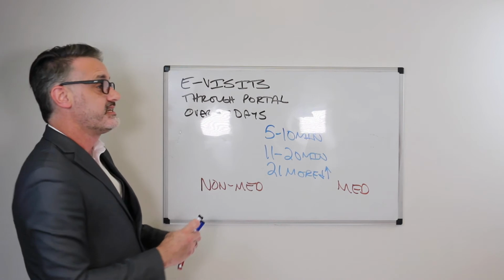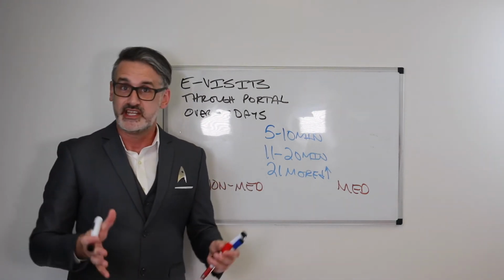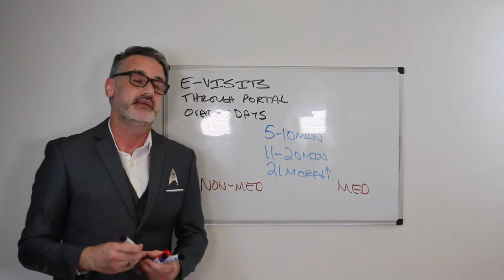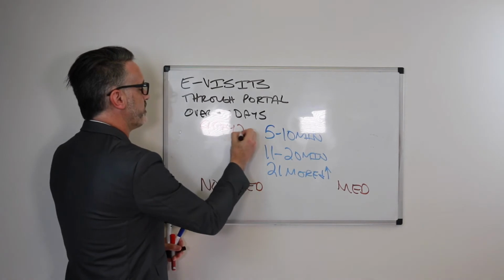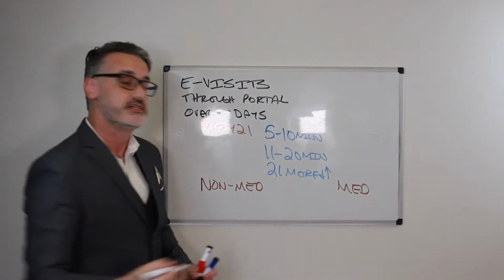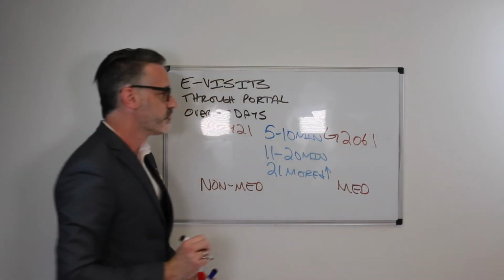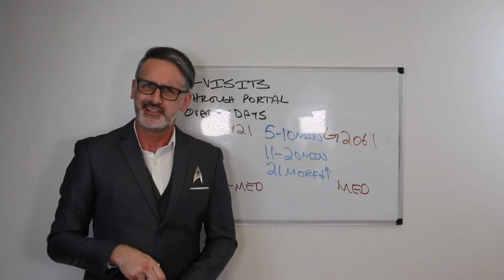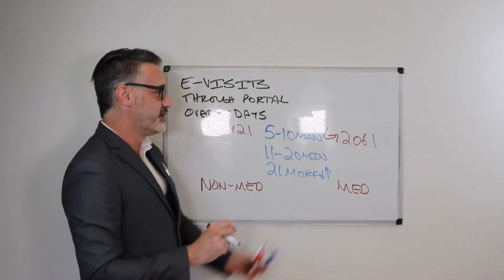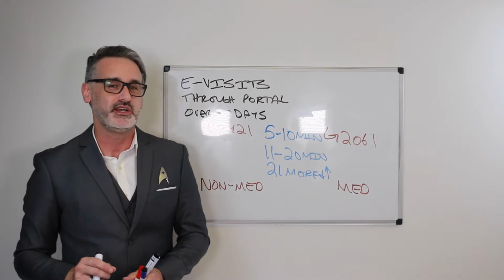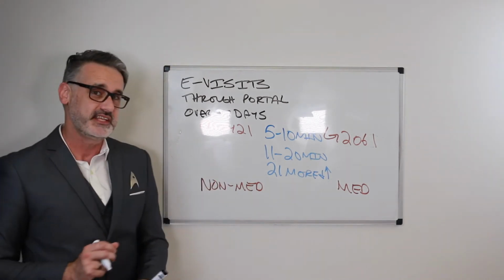So in this case, for a non-Medicare patient having e-visits added together through 7 days on the patient portal of 5 to 10 minutes, the non-Medicare patient would be coded as 99421, and the Medicare patient would be coded as G2061. Ignore the point, that's an ICD-10. Medicare, G2061; non-Medicare, 99421 for 5 to 10 minutes.